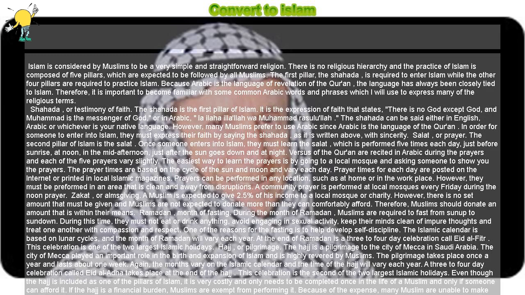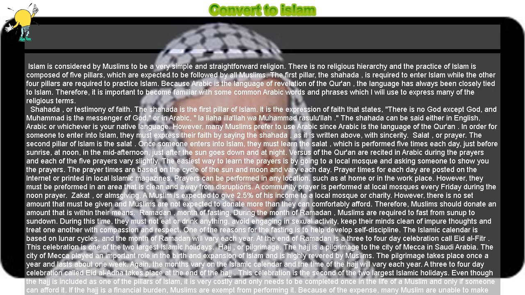Salat, or prayer. The second pillar of Islam is the salat. Once someone enters into Islam, they must learn the salat, which is performed 5 times each day, just before sunrise, at noon, in the mid-afternoon, just after the sun goes down, and at night. Verses of the Qur'an are recited in Arabic during the prayers, and each of the 5 prayers vary slightly.